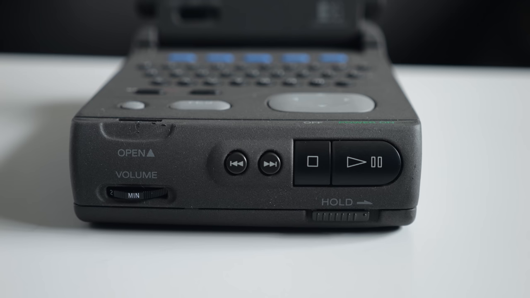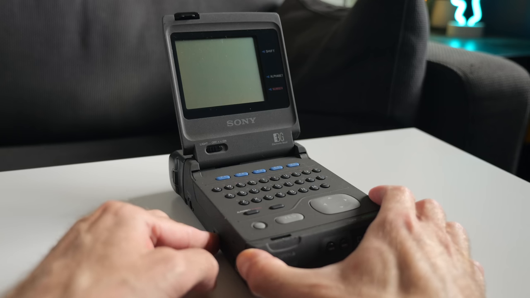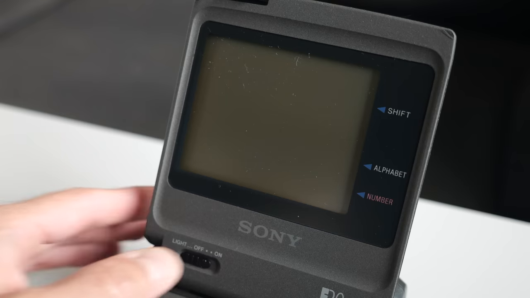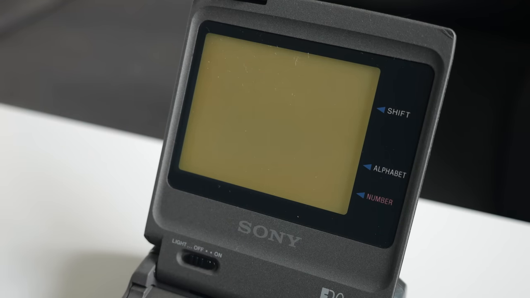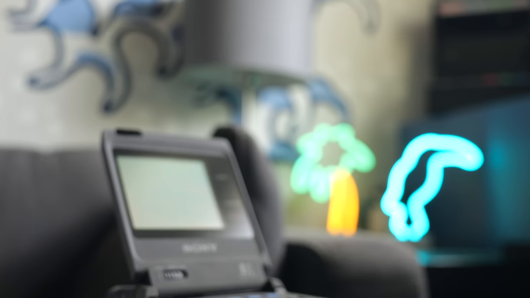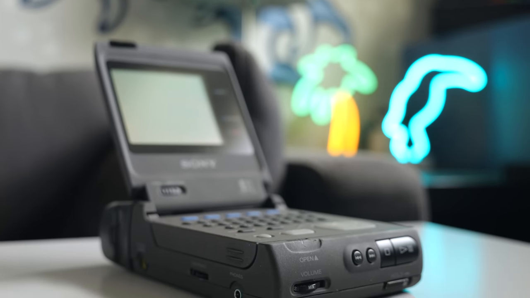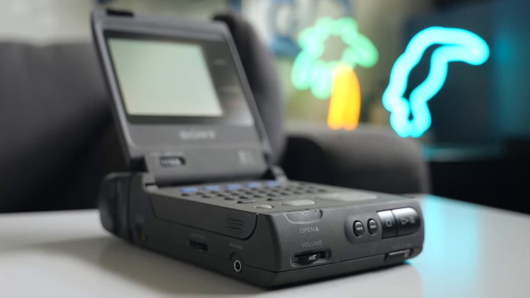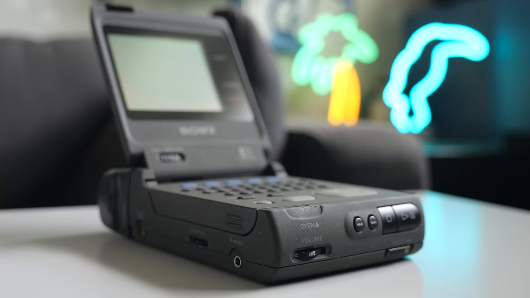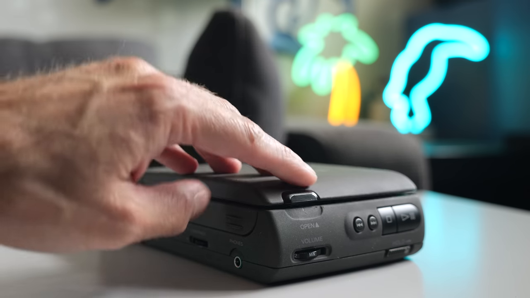nothing ever appeared on screen. The contrast control didn't have any effect, though the screen's backlight did come on when I flipped its switch. It looked like this unit wanted to work, but there was clearly something wrong with the LCD itself. Given that it's over 30 years old, it's perhaps not surprising that parts have failed over time.